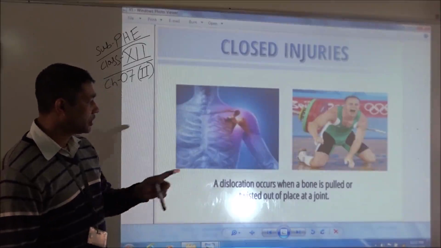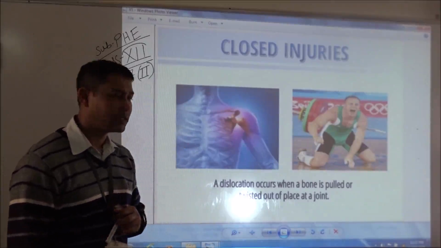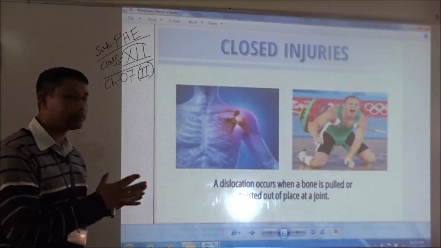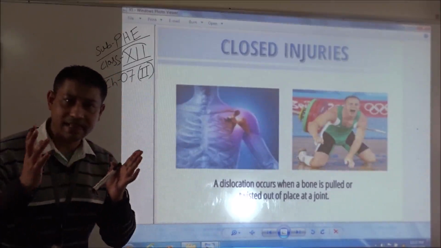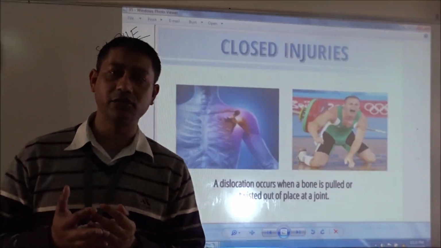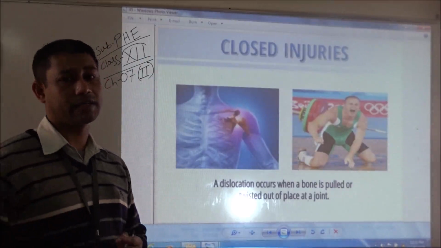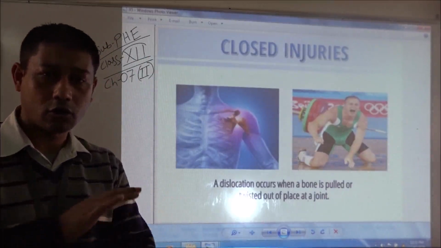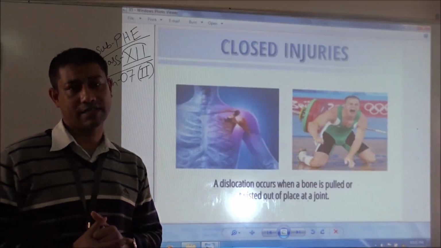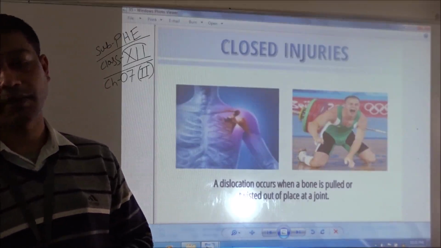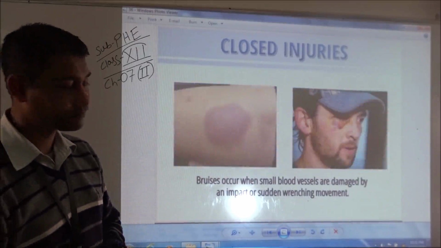Next, the ankle got twisted. So these are all examples of closed injury, where bleeding is not occurring from or on the outside layer of our skin. We also call it the superficial layer of skin.